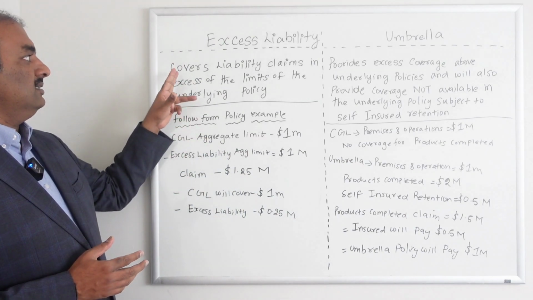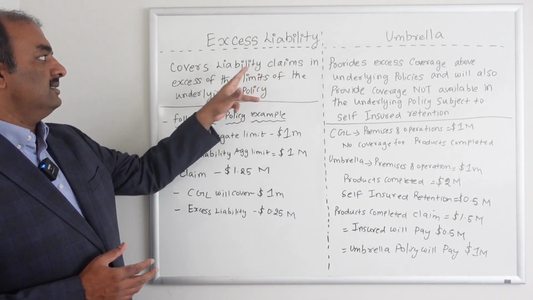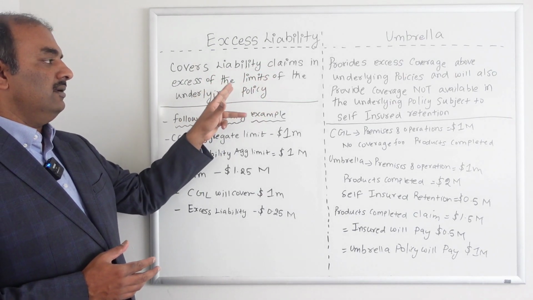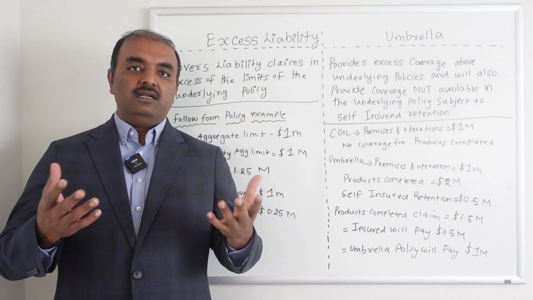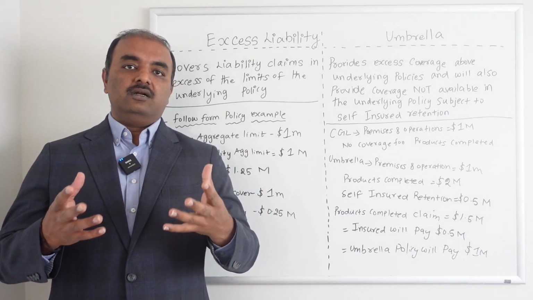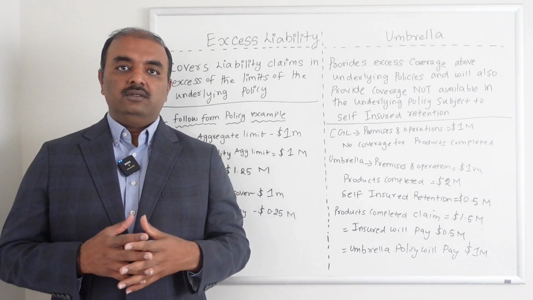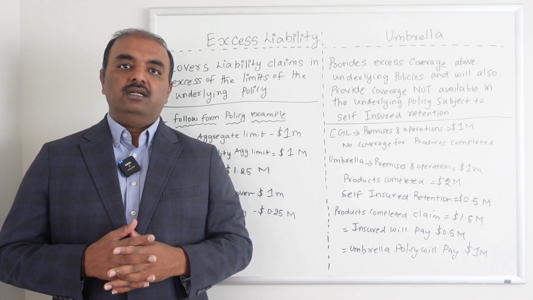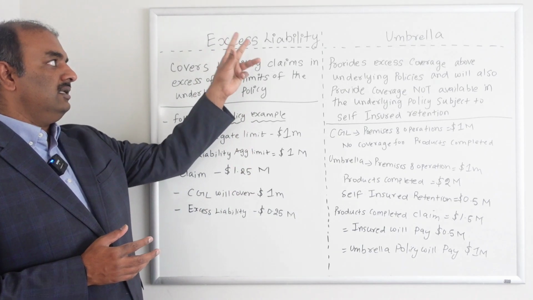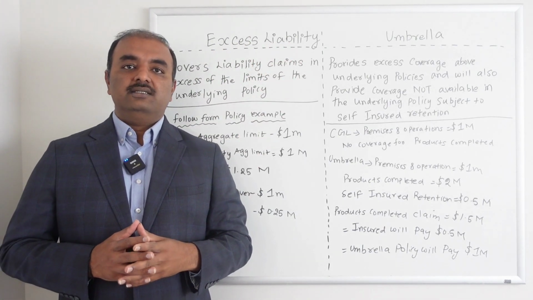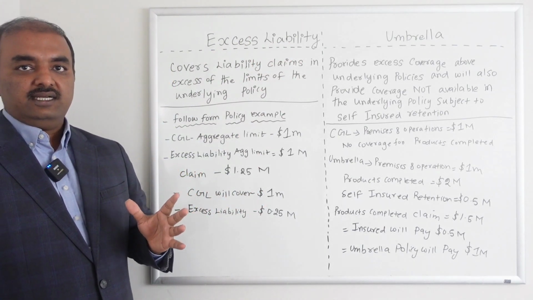By definition, it covers the liability claims in excess of the limits of the underlying policy. Say you have a general liability policy or a commercial auto policy, and whatever limit they have given to you, if it is not sufficient, then you can go to the excess liability policy. Let's take an example so that you have a clear-cut understanding.